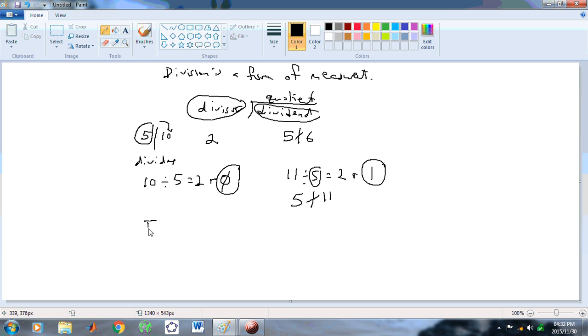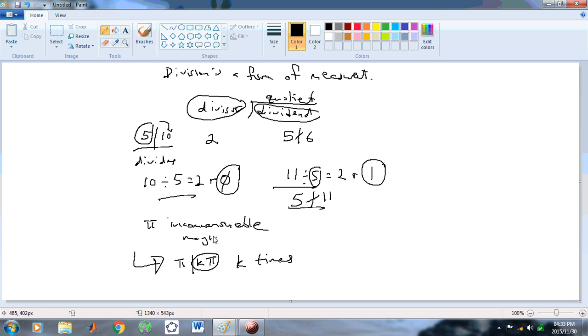So, pi is an incommensurable magnitude. It's not a number, it's an incommensurable magnitude. Okay, we can say that pi divides k pi. In other words, pi divides k pi k times. So this concept of measurement is not only restricted to integers, as we see in these examples here, but also to incommensurable magnitudes. Yes? Alright, so that's pretty good.